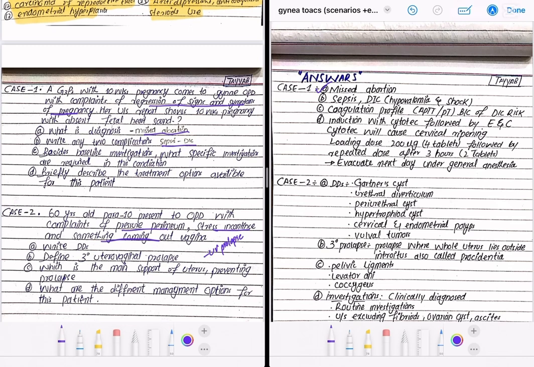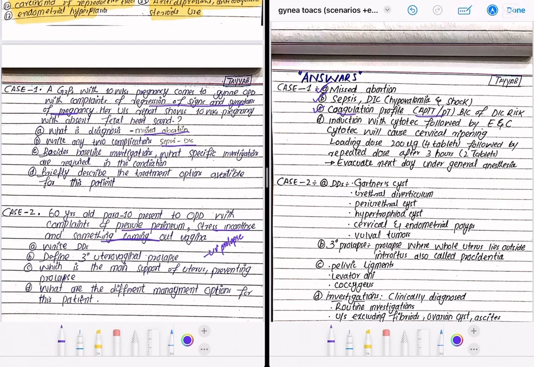Then what are the two complications? So the main complications of abortion are sepsis and DIC, which is hypovolemia and shock. And then, besides baseline investigations, what specific investigations are required in this condition? So coagulation profile is done, as there is the risk of DIC. PT and APTT are done because of the DIC risk.